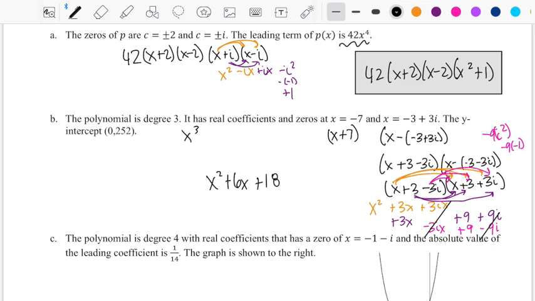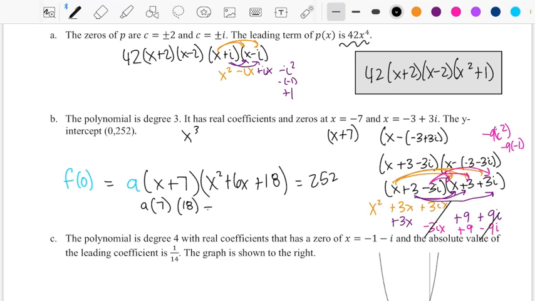Plus 18. And we still have our x plus 7 hanging out. Now, the only other thing we know is that if we plug a 0 in, we should get a 252 out. What we're doing here is we're saying, okay, f of 0 needs to equal 252. So I'm going to put a 0 in here. So 0 plus 7 is 7. 0 squared is 0, plus 6 times 0 is 0, so that'll just come out as an 18. So that is a times 126 equals 252.